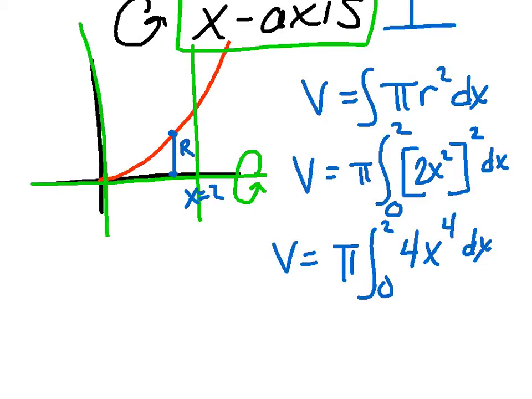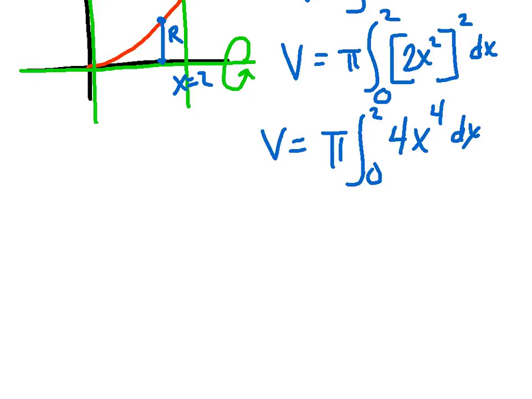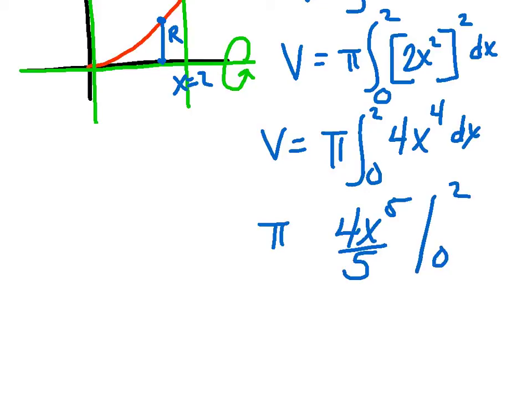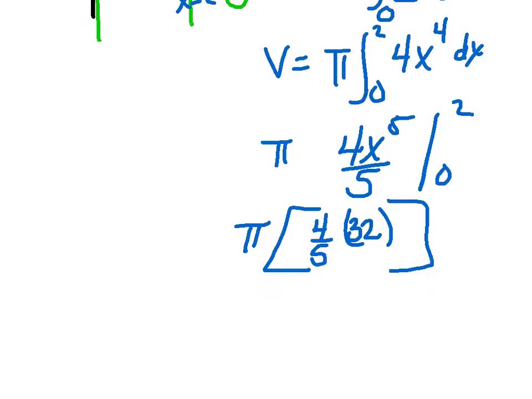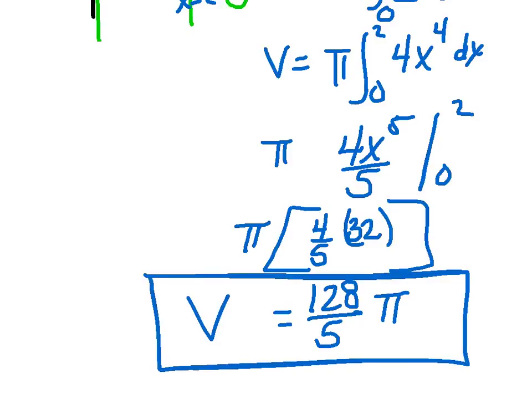And then a nice quick integral. I should leave my pi out front, 4x to the 5th over 5 from 0 to 2. Again, I'm going to leave that pi out front. Upper minus lower. 2 to the 5th is 32, so 4/5 times 32 minus, plug a 0 in, I get 0. So that looks like 128 over 5 times pi. And that pi should be on top, of course. And you've got your nice volume.